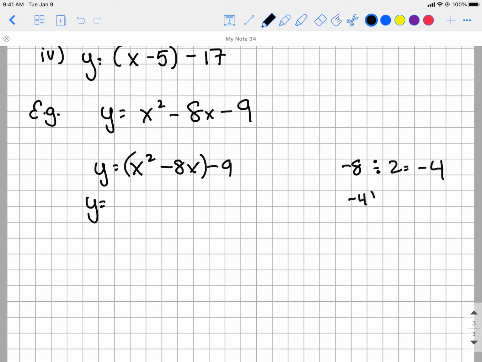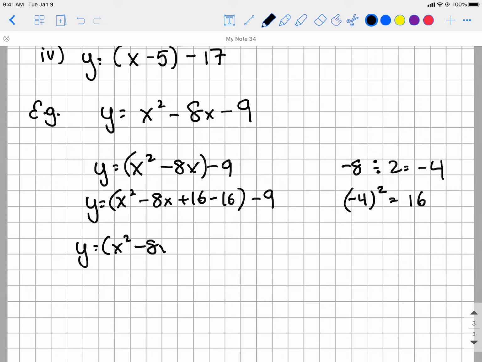And then if we square negative 4, be careful. Remember, if you square a negative, you do get a positive. So we get 16. So we've got x squared minus 8x plus 16 and minus 16. And then we have minus 9 at the end. We move the negative term out. So we get x squared minus 8x plus 16 still being in the brackets. And then we have the minus 9 and the minus 16 on the outside. And we factor and simplify to get (x minus 4) squared minus 25. And there we are.